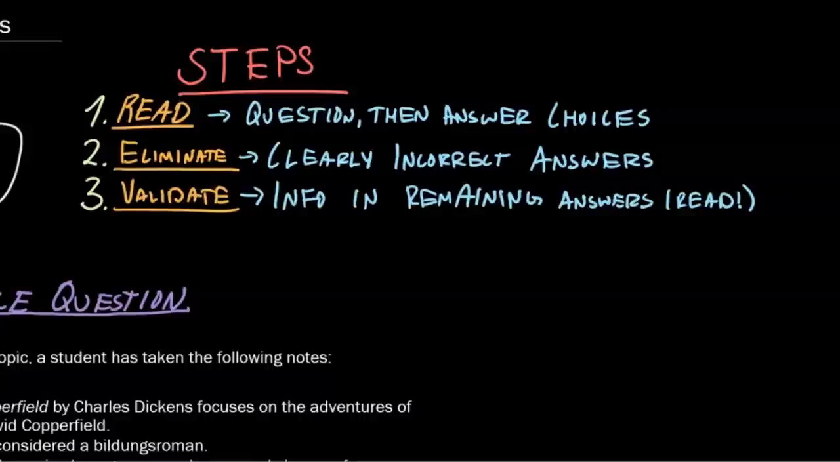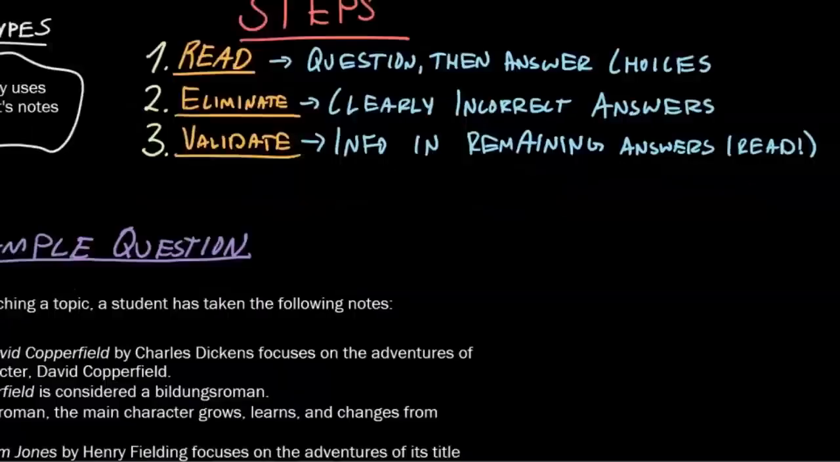You eliminate clearly incorrect answers. This is a huge one for rhetorical synthesis because often at least 2 or 3 of the answers are completely wrong. They just don't answer the question. Once you eliminate choices, you're probably only left with 1 or 2. You're going to validate the info in the remaining answers, so that's when you actually read the passage, and then you're going to choose one.